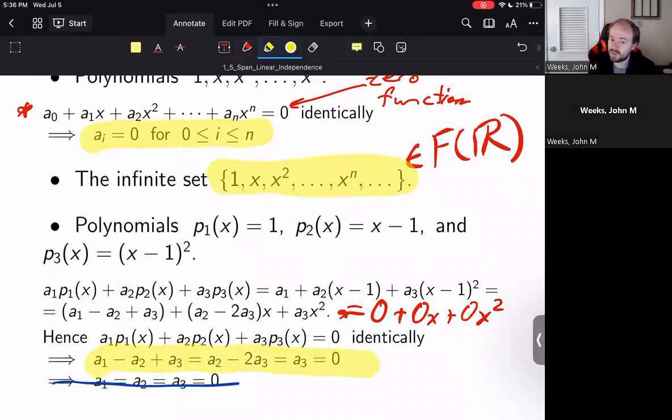Well, if a3 is 0, that shoots us in the foot for the x terms' coefficients. That's a2 minus 2 times 0 now, so a2 has to be 0. Similarly, a1 must be 0 as we go through and solve that system of equations.